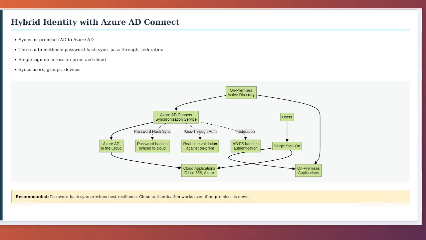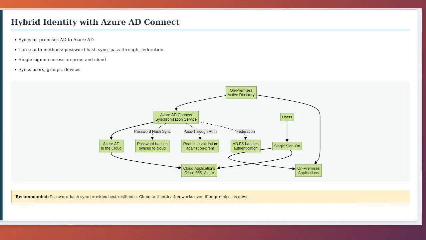The key benefit is single sign-on across on-premises and cloud resources. Users have one set of credentials that works everywhere. When they sign in to their Windows PC using their on-premises AD account, they're also automatically signed into Office 365, Azure Portal, and other Azure AD integrated applications. This provides a seamless experience while allowing you to maintain on-premises AD as your identity source of truth.